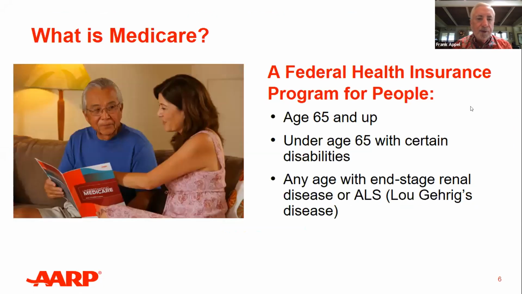Okay, Medicare is a federal health insurance program for people who are age 65 and up, but it also covers people under age 65 who have certain disabilities. And it also covers people of any age that have end-stage renal disease, that need renal dialysis or kidney transplant. And it also covers people with ALS or Lou Gehrig's disease. So it is a fairly extensive program.